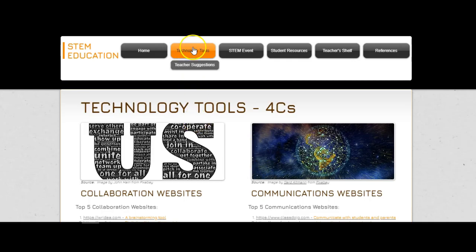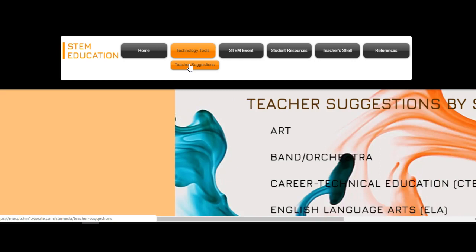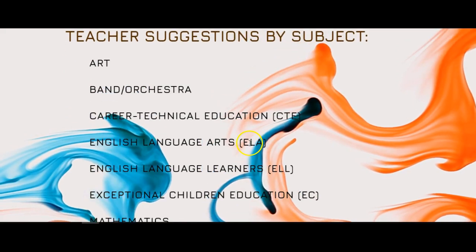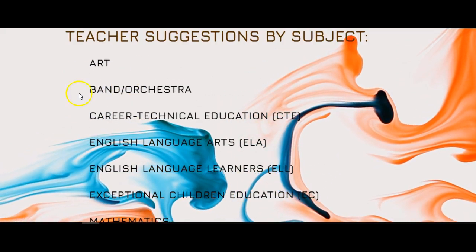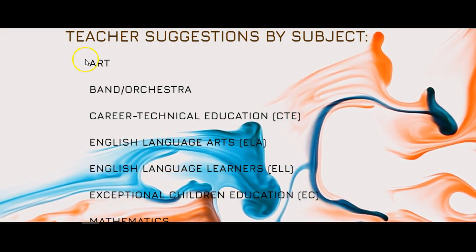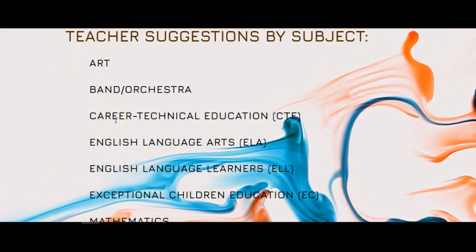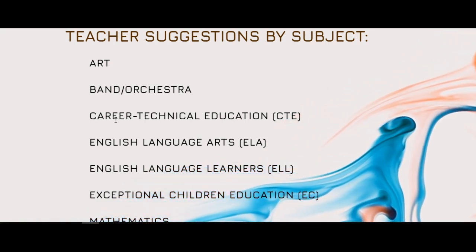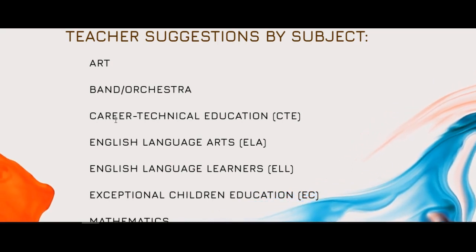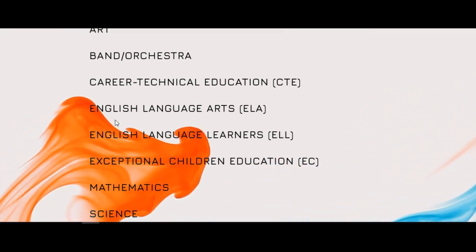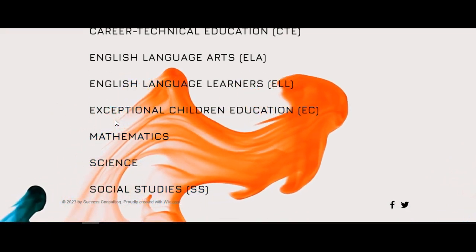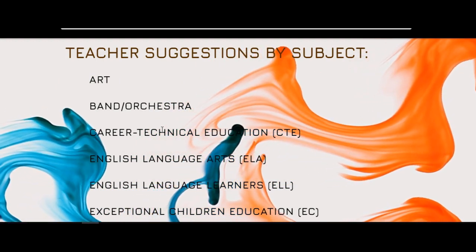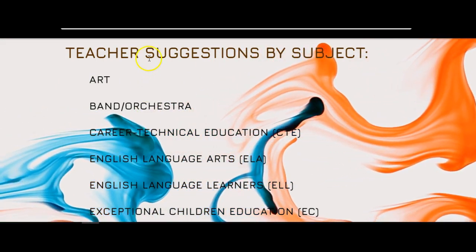Our next page, you'll see that we have our teacher suggestion page. When I get the suggestions, I will put them here under each area that each teacher teaches: Art, band and orchestra, career technical education, which is CTE, English language arts ELA, English language learners ELL, exceptional children education EC, mathematics, science, and social studies. So they will have their own location for the websites they would suggest to their colleagues and coworkers.